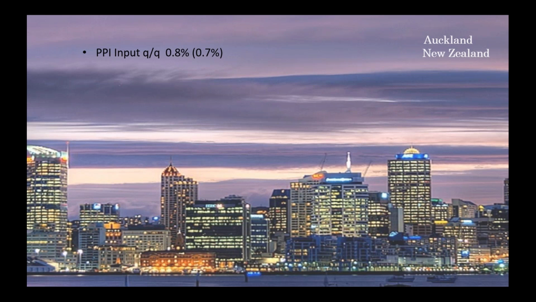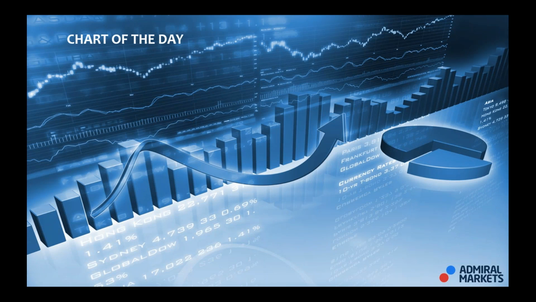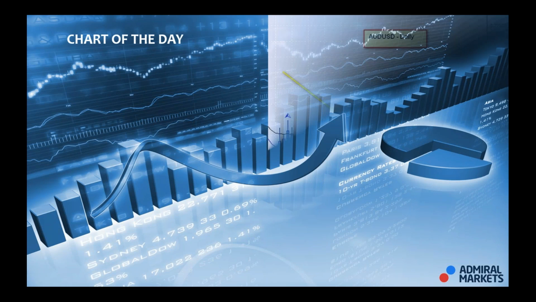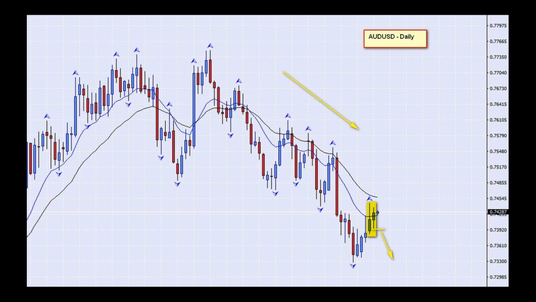Okay, let's have a look at what our chart of the day is for today. The chart that I found is our own Aussie dollar. You can clearly see from what I'm showing you here, it appears that we are in a downtrend and we have pulled back and produced an inside candle situation. Now, will it hold or not?